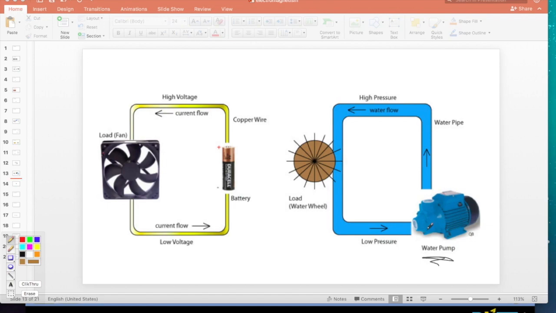So the pump is pushing the water up, creating high pressure. The water is motivated to flow down to the lower pressure regions or low potential regions. And as it flows around, I can extract some of that useful energy out with my water wheel. When it comes here, it's back to low pressure, and the pump will pump it back up again.